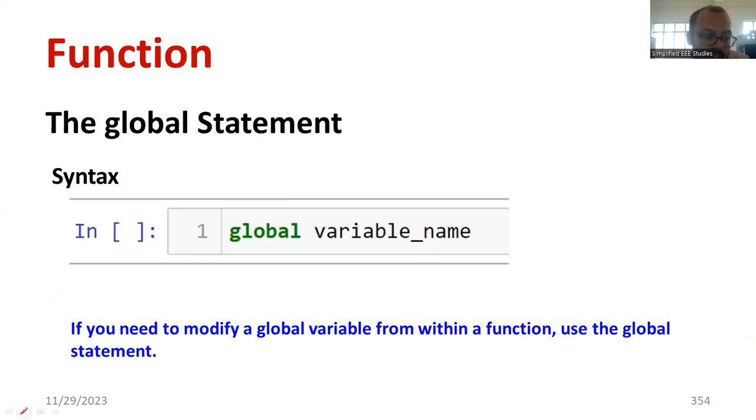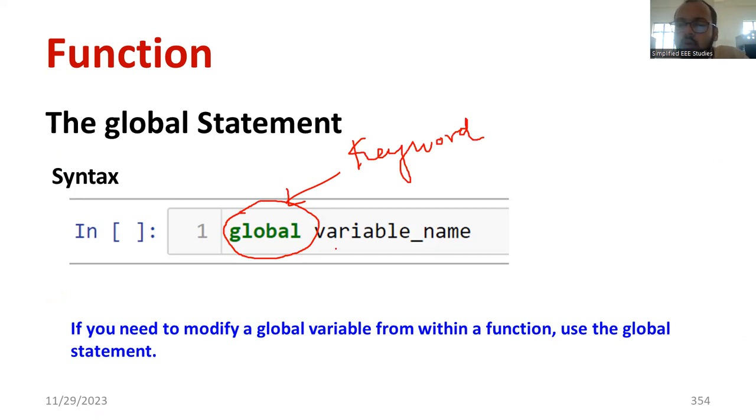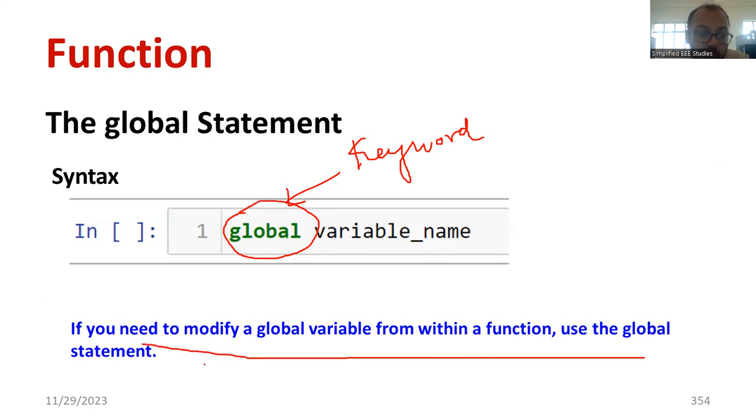First of all, you should understand how to declare the global variable. You can use the statement called global. This is your keyword. Remember, this is your keyword. If you want to use the global statement, you need to use the keyword called global. If you need to modify the global variable within the function, use the global statement. That is very important. Why is the global statement required? I'm marking it as important. If you want to modify the global variable within the function, you require the global statement. Do underline this global statement.